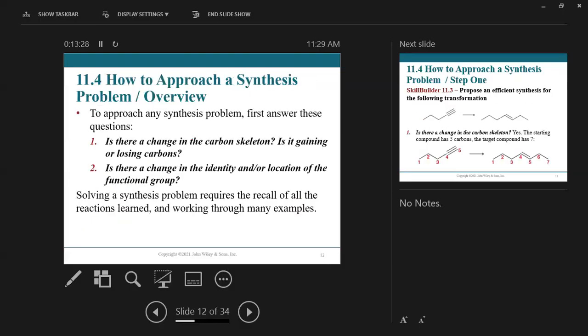So to approach any synthesis problem, first answer these questions. Is there a change in the carbon skeleton? Is it gaining or losing carbons? Is there a change in the identity or the location of the functional group? It says solving a synthesis problem requires the recall of all the reactions learned and working through many examples.